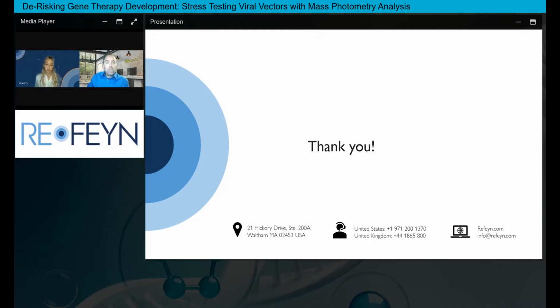Our first question that we got in is, to what extent can stress testing data obtained via mass photometry be used to inform process robustness studies or in-process control limits during scale-up and manufacturing?